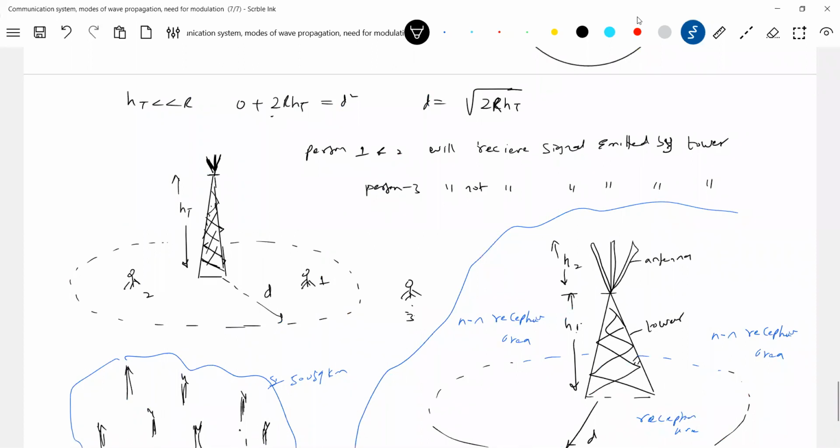So you can ask questions, person 1 is the receiver. Why will the height of the person not come? The height of the person compared to the radius of the Earth is negligible, no? So is it justified writing d only as square root of 2R h_T?